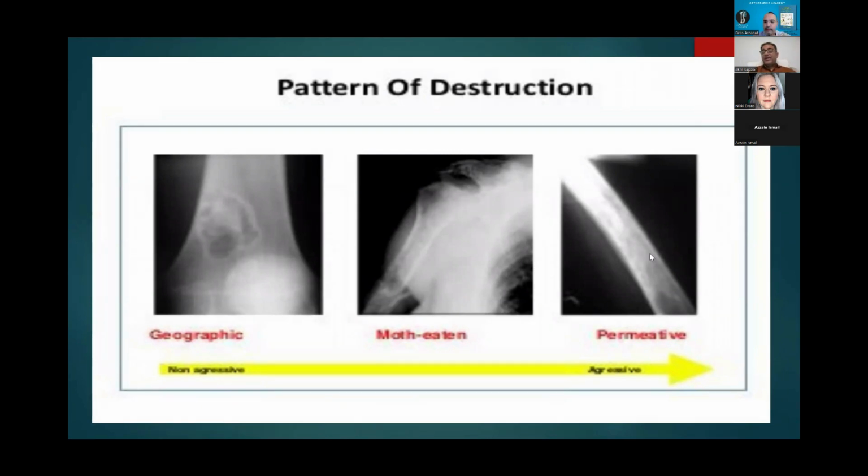proper corticomedullary differentiation available. So if it is geographic, like on the left, it is less and it's well defined. It's a non-aggressive lesion and more likely to be a benign lesion. However, if the pattern of destruction to the bone is more permeative, it becomes more aggressive.